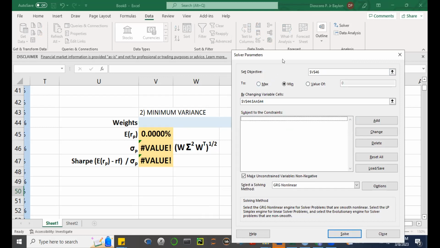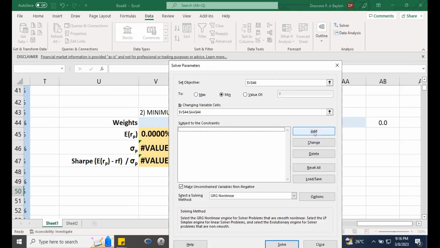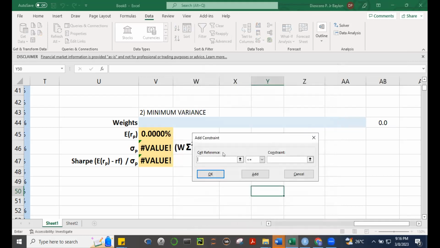However, may constraint tayo. Dito sa constraint natin, mag-add tayo. Yung total natin, kasi itong formula na to, it's the sum of your weights. So make sure you have this class. The sum of the weights should be equal to 1. We have to put that, because otherwise hindi magiging tama yung solution natin kasi this is an investment. So whatever money there is, ipo-prorate natin sa mga assets natin. So the total of the proration should be 100%. Okay. All right?